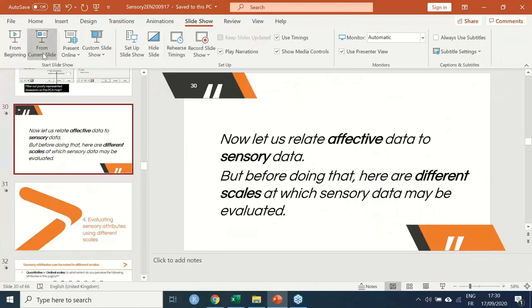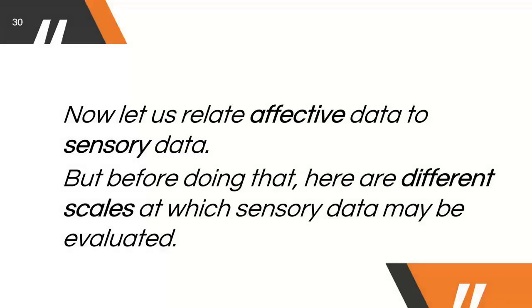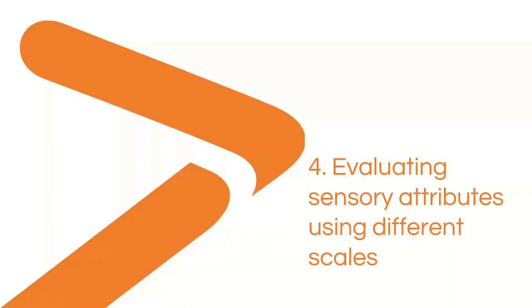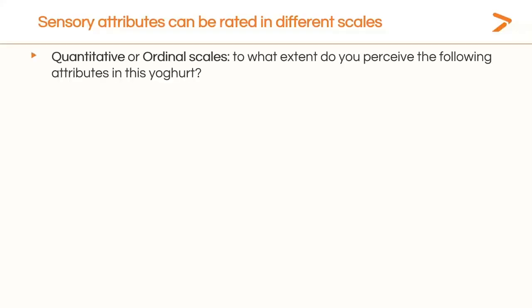Now that we've seen how to investigate a preference map or a preference space, let us relate affective data to sensory data. But before doing that, here are different scales at which sensory data may be evaluated. There are 3 scales I will show you. Of course, there are more, but mainly there are 3. First scale, quantitative or ordinal scales. The way questions can be asked in the survey, in this case, could be like this: To what extent do you perceive the following attributes in this yogurt?